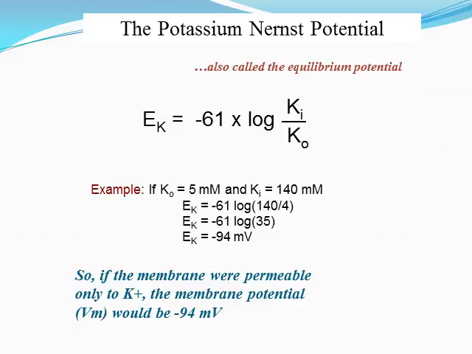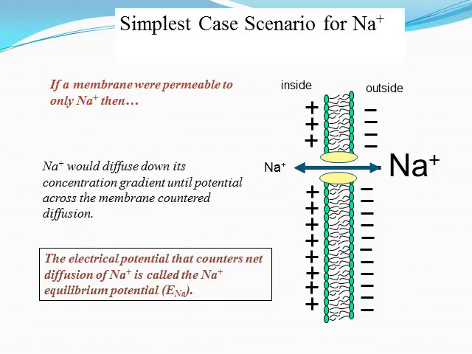So let's look at sodium. So sodium is the opposite. It has a much larger draw to move outside the cell than inside. And so the equilibrium potential of sodium is the opposite of the equilibrium potential of potassium. And again, we're looking at this in terms of if we're only thinking about sodium and no other ions or no other chemicals.